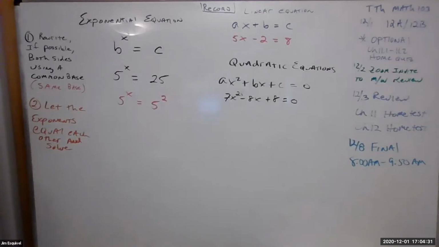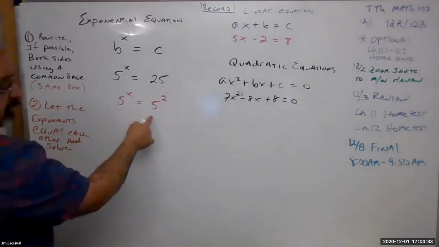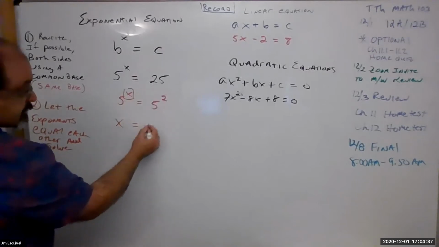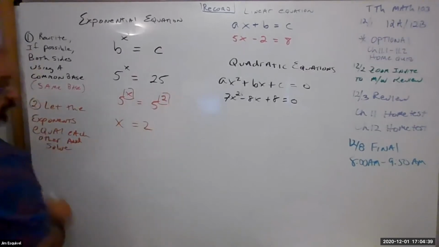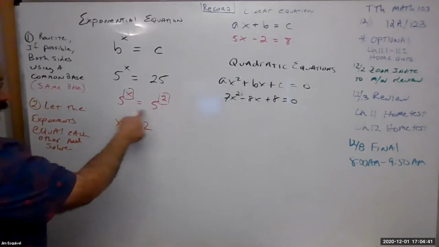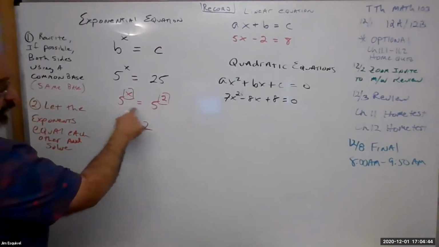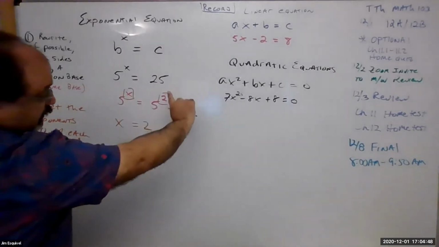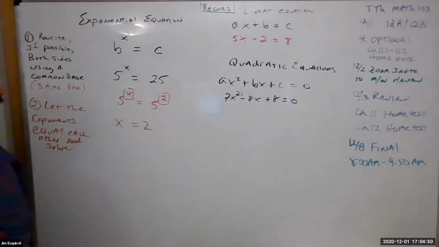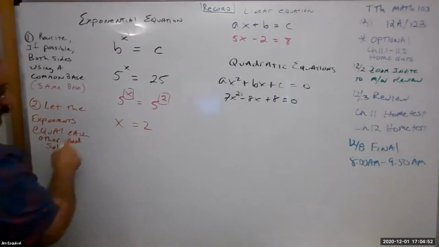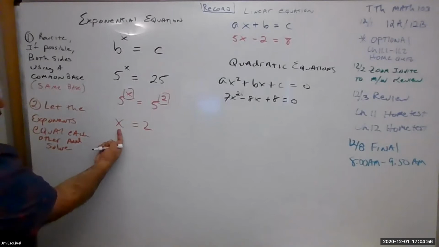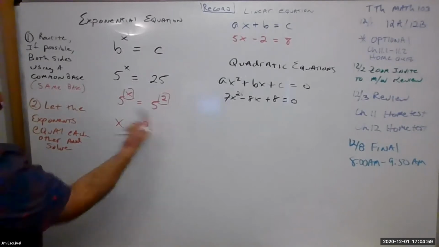You let the exponents equal each other and solve. 5 to the x equals 5 to the second. So this x has to equal that 2. If these bases are both 5s, then the only way the left side equals the right side is if that exponent x is equal to that exponent 2. So you let the exponents equal each other and then you solve it. Well, I got x by itself. So I'm done. X equals 2.